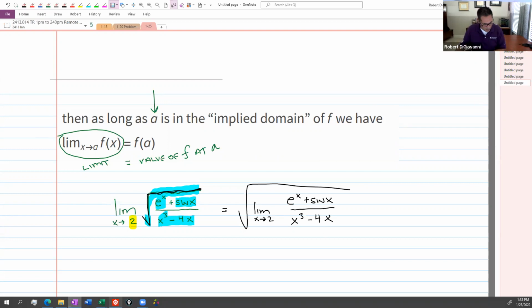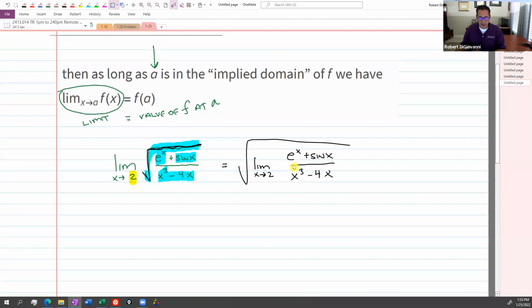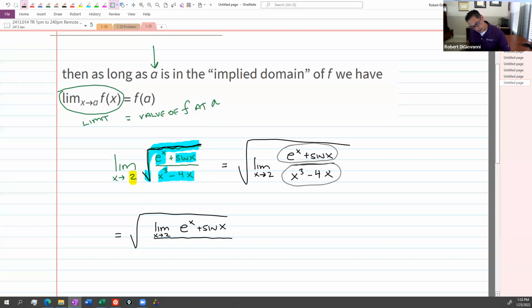I don't know exactly what law that was. Right here, that's limit law 11. It allows me to push that into the root. And then do you see I have a numerator and denominator, right? I have two separate pieces there. There's a limit law that says that I can look at the top and bottom limits separately. So I can go further now and say, this is equal to the square root of the limit as x approaches 2 of the numerator over the limit as x approaches 2 of the denominator.